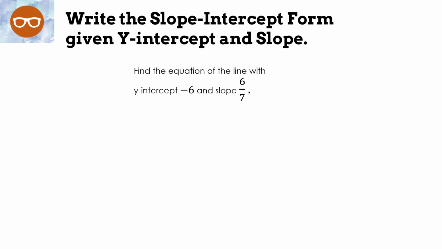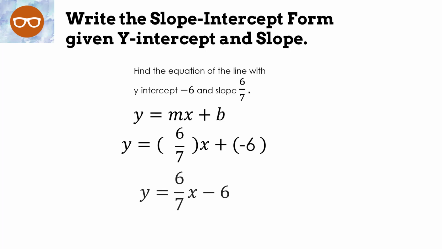Find the equation of the line with the y-intercept negative 6 and slope 6/7. Well, let's look at our formula again. y equals mx plus b. Well, m is your slope and b is your y-intercept. And for this question, they give it to us. Our y-intercept is negative 6 and our slope is 6/7. So the answer for this one is y equals 6/7 x minus 6.